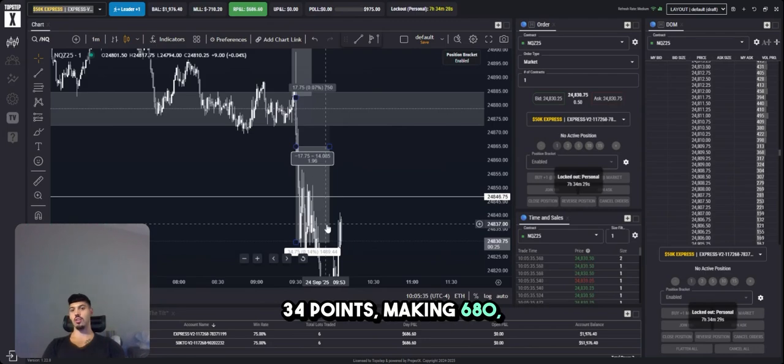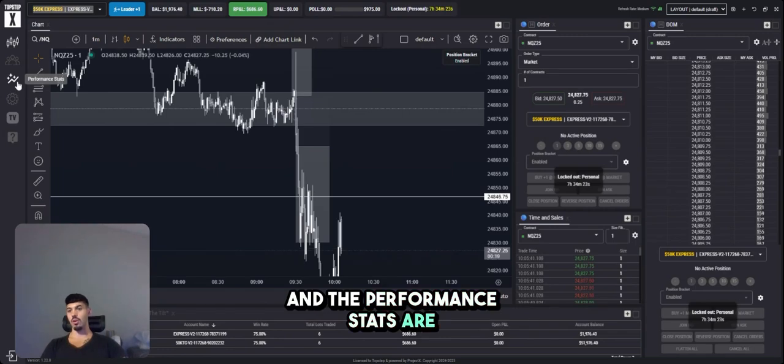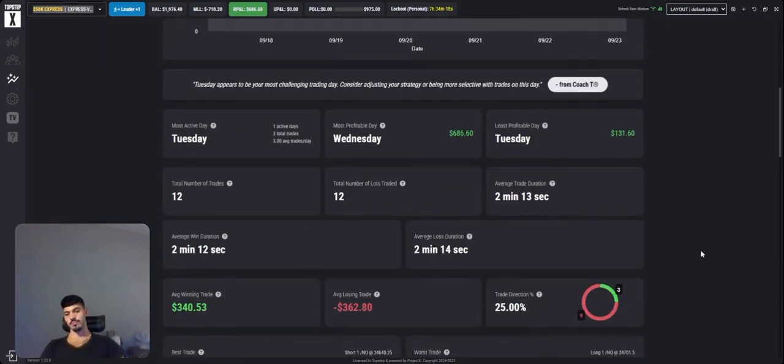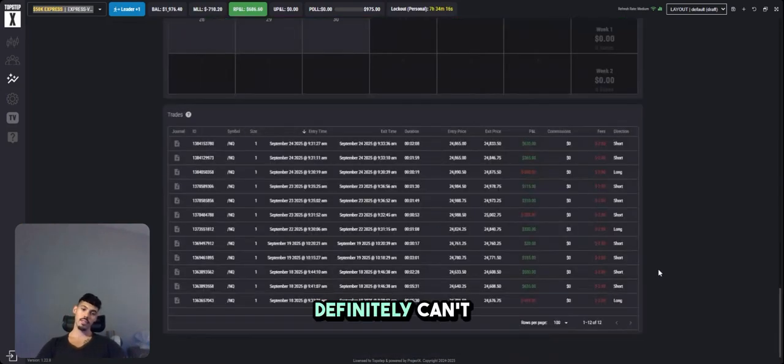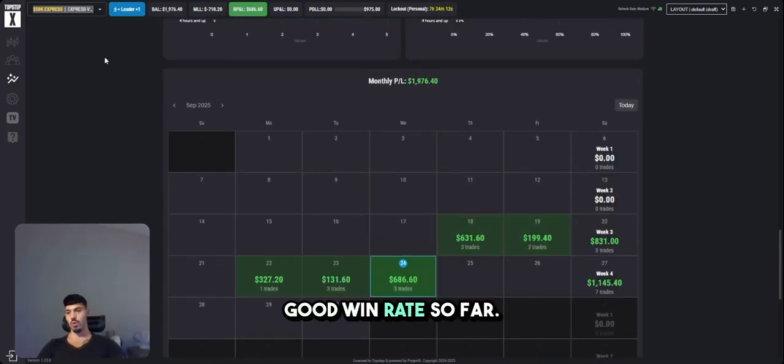34 points, making $686 in a couple minutes. Okay, and the performance stats are right back up, right back up. Definitely can't get mad at that. Definitely not complaining at that. Good win rate so far.